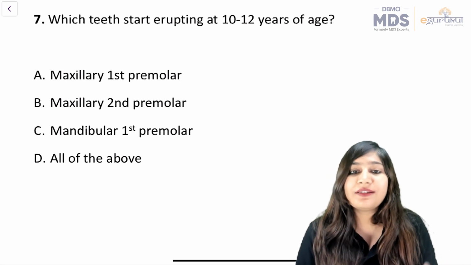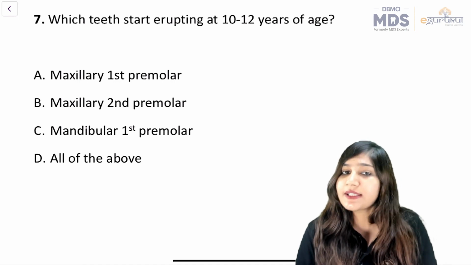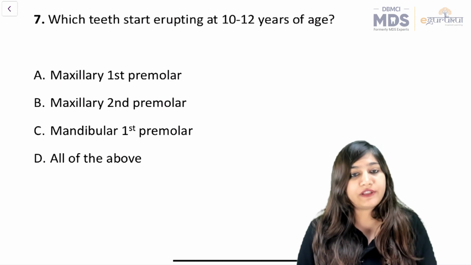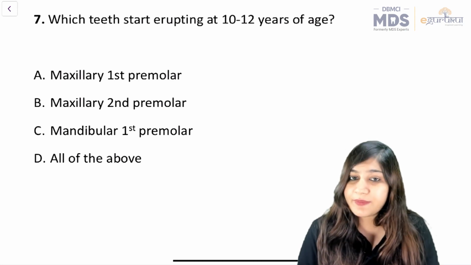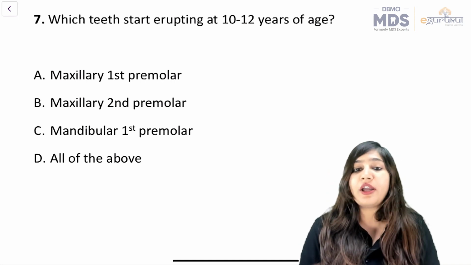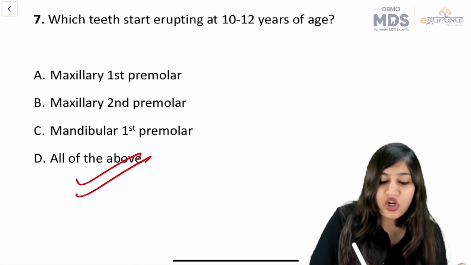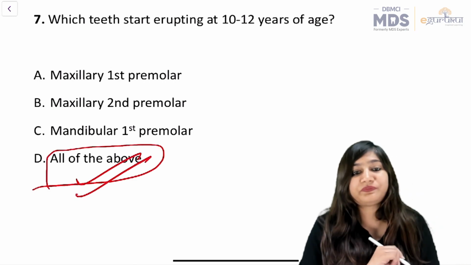So this question is basically on the eruption timing. Which teeth start erupting at 10 to 12 years of age? Maxillary first premolar, maxillary second premolar, mandibular first premolar, or all of the above? The correct answer is all of the above.